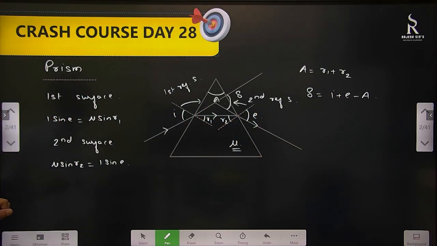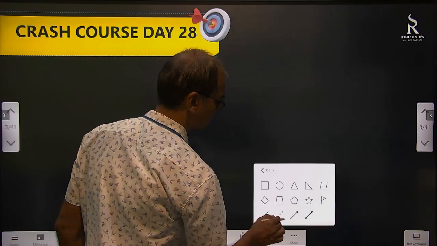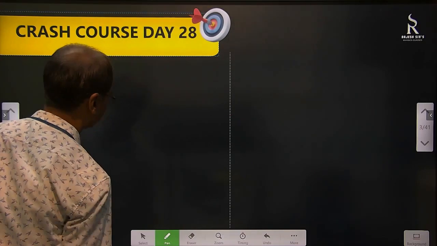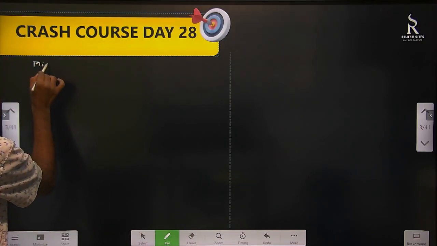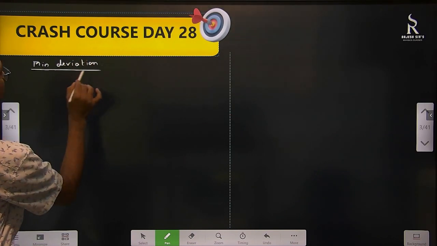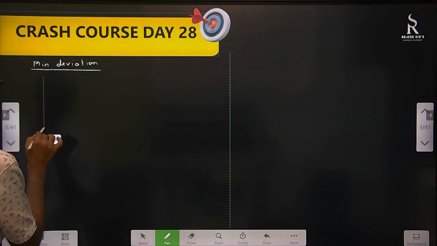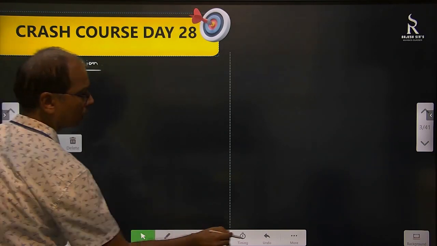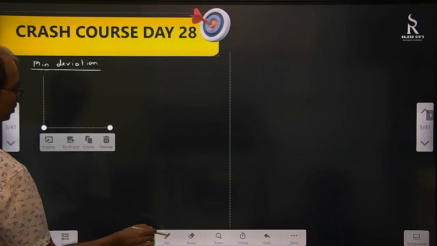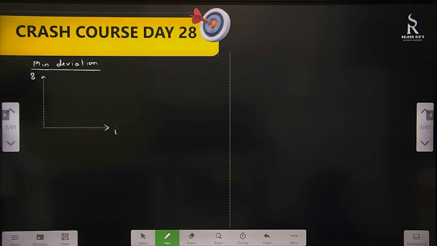Okay. Then what is important for us in the prism? Two things are there which are there in our syllabus. So both you'll see. One is minimum deviation. So for minimum deviation, first thing we should know is there is a graph. We need to talk about a graph first. Okay. So how is the graph? Graph is between delta and angle of incidence.